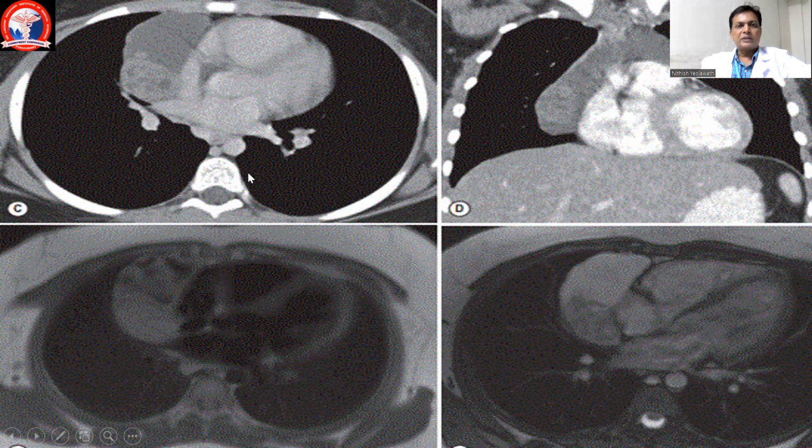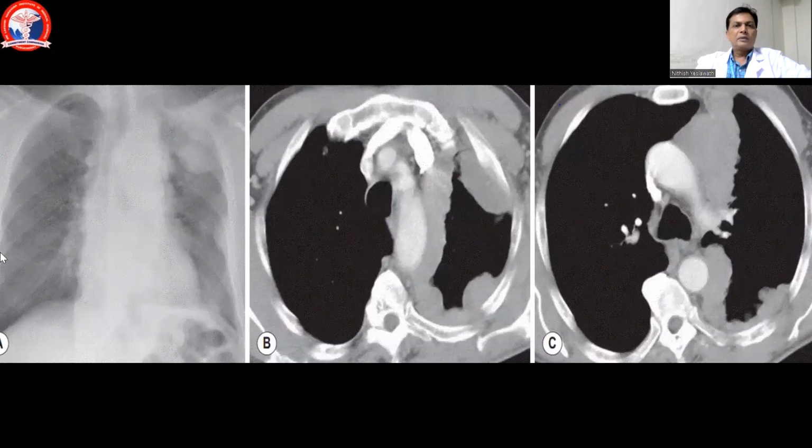So these are the images of cystic thymoma. This is cystic thymoma. Next image we'll see. Here we see three available images. One is a frontal radiograph, and the other two are axial contrast enhanced CT scans.